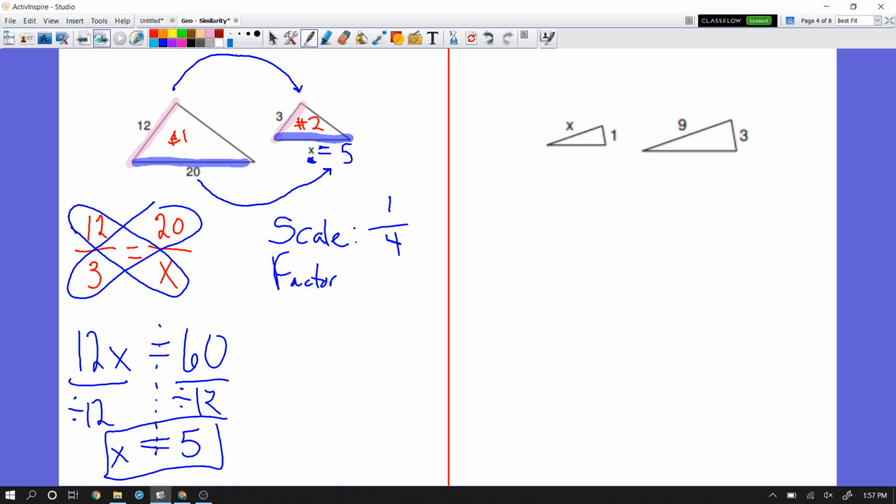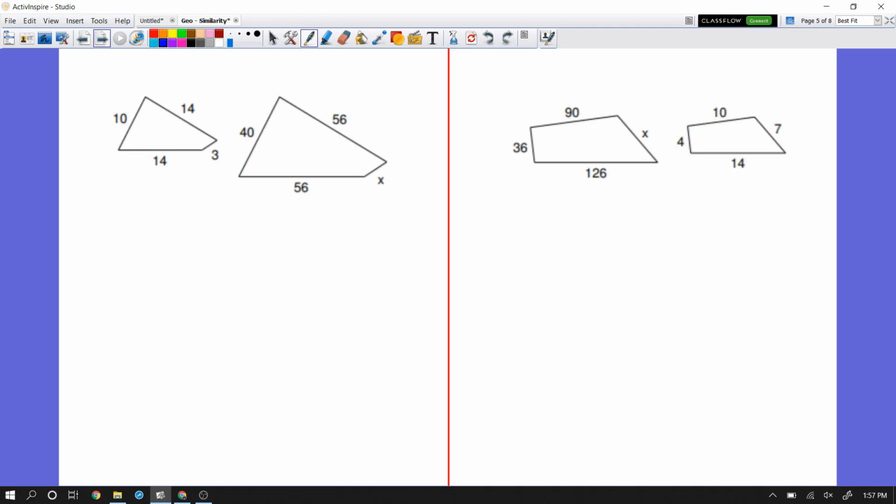Let's go to the next part and take a look at some quadrilaterals doing the same exact thing. Now, it would be really easy to highlight all of these sides, and you already know that you could figure it out. 10 to 40 is times 4. Scale factor is times 4, so 3 times 4 is 12. We can go ahead and skip to say this is 12. Okay?